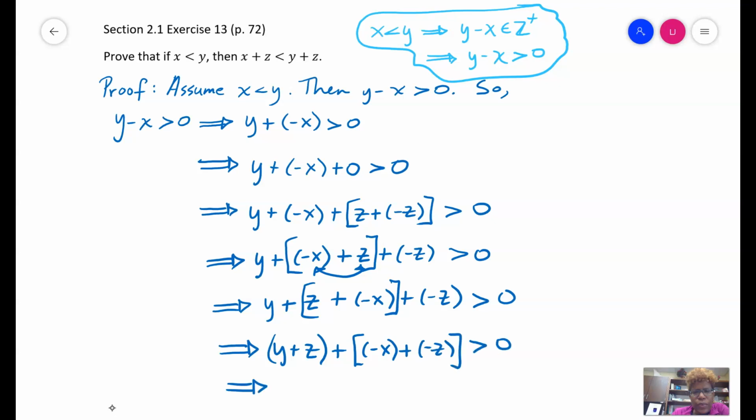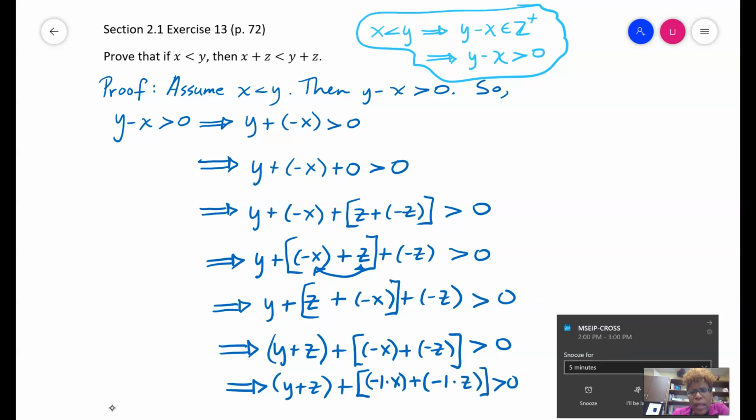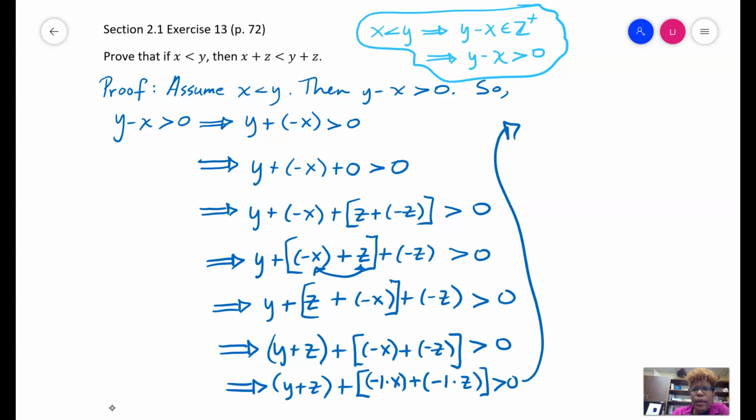Alright? In a previous proof that we did in one of our exercises, we found that negative x could be written as negative 1 times x, and negative z, or the inverse of z, can be written as negative 1 times z. All I'm doing is rewriting the left side of that using all of the postulates and the information that we received before. So this is y plus z plus, well, we know that we can factor out that negative 1, and we're left with that times x plus z.